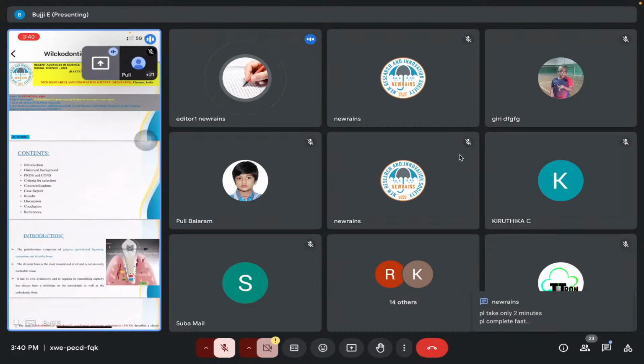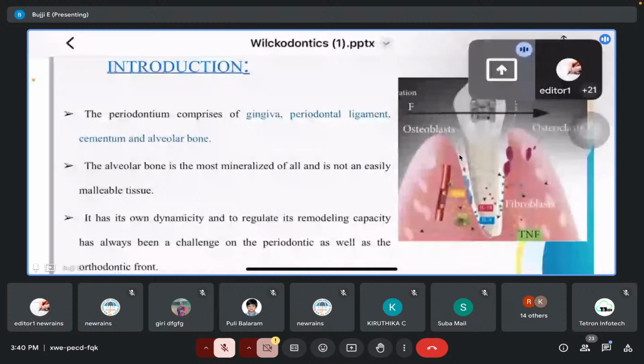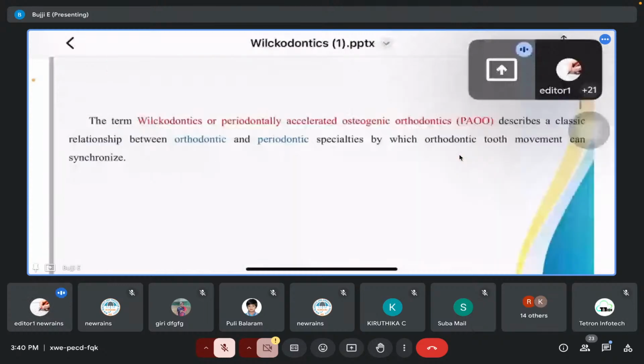The production of paresthesia. The tissues as well as hard tissues. In that, the soft tissues are gingiva and the periodontal ligament. The hard tissues include the alveolar bone, which concerns both the periodontist as well as the orthodontist. Vilcodontics is referred to as a classic relationship between orthodontics and periodontics. Orthodontic tooth movement can synchronize.